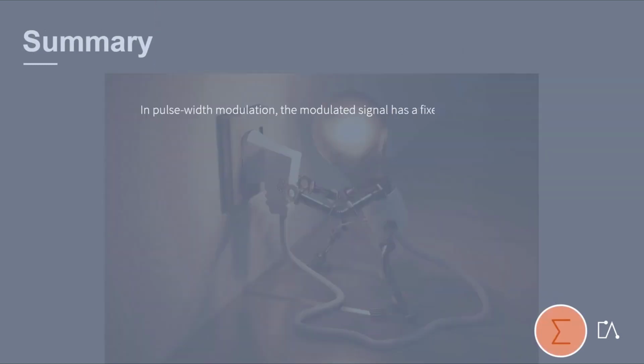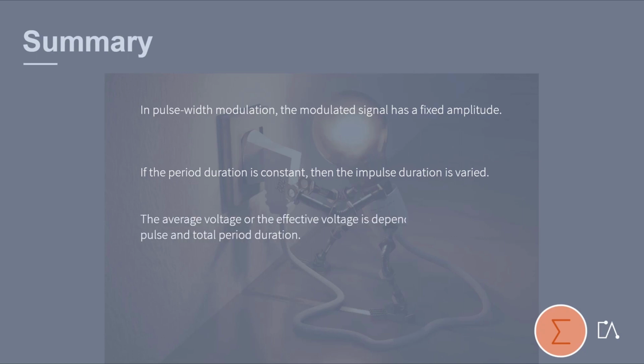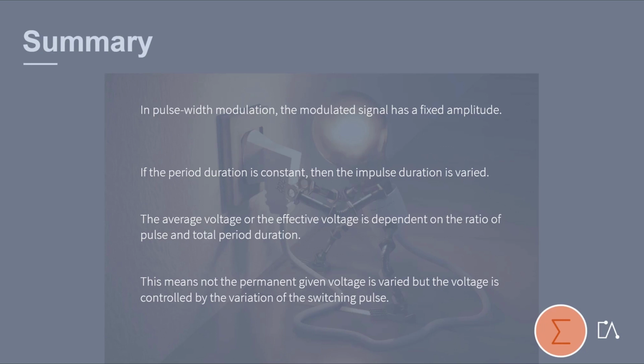In pulse width modulation, the modulated signal has a fixed amplitude. If the period duration is constant, then the impulse duration is varied. The average voltage or the effective voltage is dependent on the ratio of pulse and total period duration. This means not the permanent given voltage is varied but the voltage is controlled by the variation of the switching pulse.